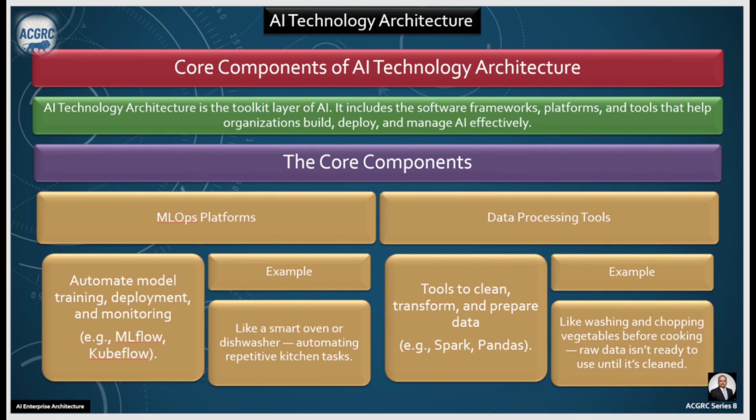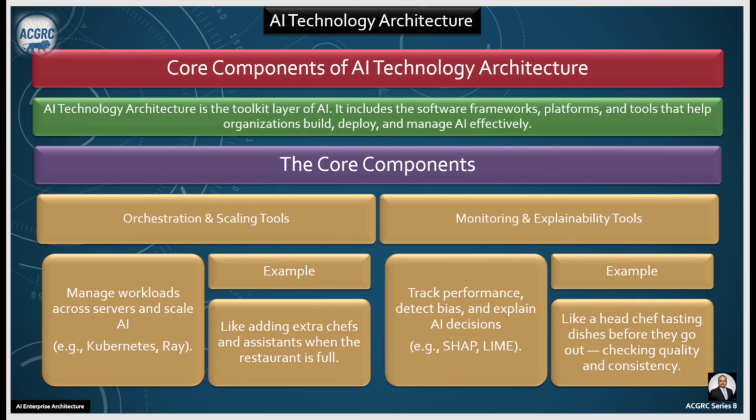Moving on, the data processing tools. These are tools to clean, transform, and prepare data. Here we have tools like Spark and Pandas. For example, it's like washing and chopping vegetables before cooking. Raw data isn't ready to use until it is clean.